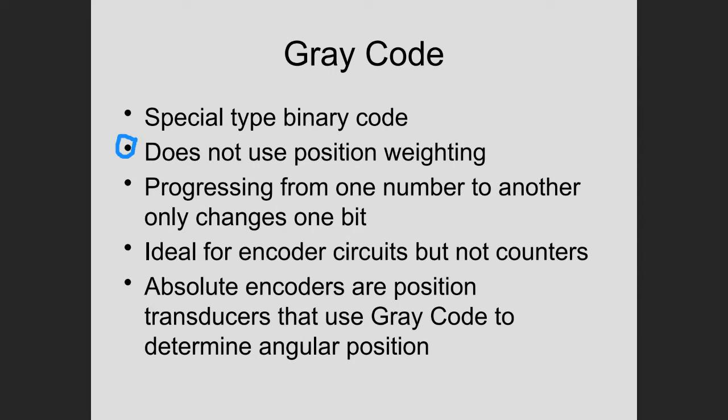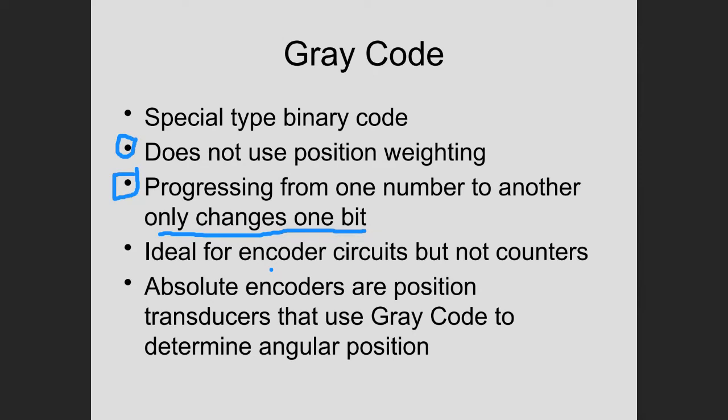The other thing that makes this important is this one right here: progressing from one number to another only changes one bit at a time. I'm going to show you that. There's something called an encoder counter. It says this is good for encoders, but not counters. We'll talk about counters. I don't know if we'll talk about encoders or not. There's a simulation in the software you're going to use where they have some kind of encoder, so we might play around with it. We'll see. You can read this slide, but the two bullet points I have circled are the important ones.